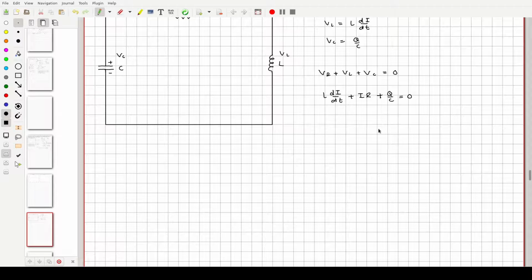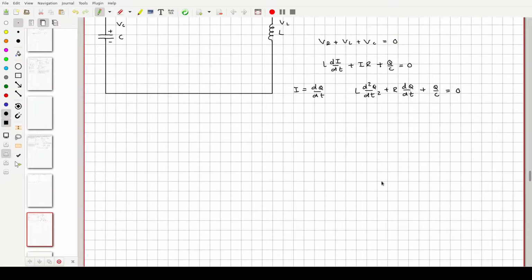Now we're going to do the same thing that we did before. We're going to note the fact that I is equal to dQ dt, just like that. And we're going to plug this in here. When we do that, you have L, two derivatives of charge with respect to time, plus R, one derivative of charge with respect to time, plus Q over C is equal to 0.